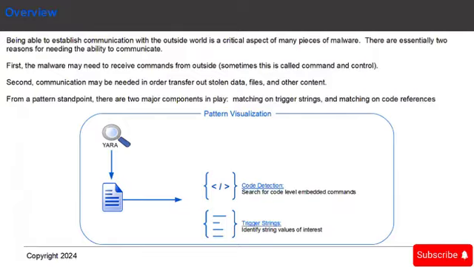Now, from a pattern standpoint in this lesson, we're going to be looking at code detection and trigger strings. We're going to be looking for code level embedded commands within a file, and we're also going to be looking for strings that would seem to indicate network communication in one form or another. So let's go ahead and get started.